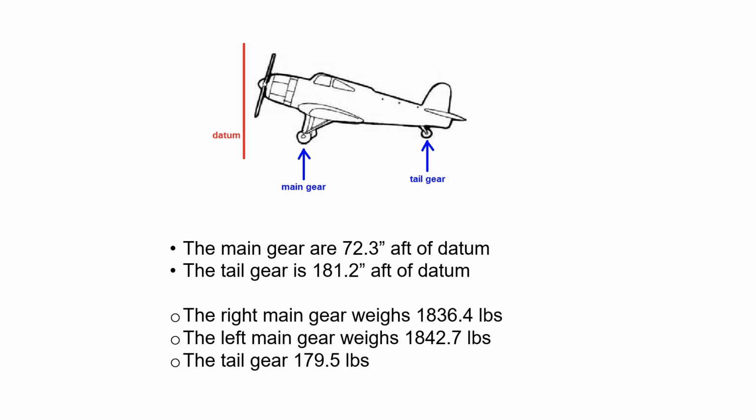The total weight and empty weight center of gravity for a tailwheel aircraft are determined in the same manner as they are for a tricycle gear airplane. In this example, you will see that the Datum is located some distance forward of the aircraft. The main gear and tailwheel are all aft of the Datum. The weights and arms of each weighing point are given.